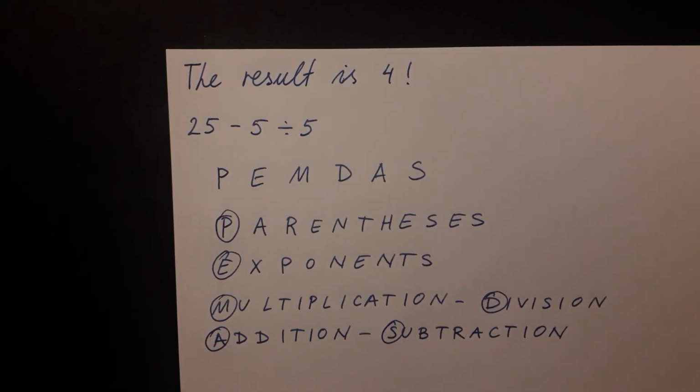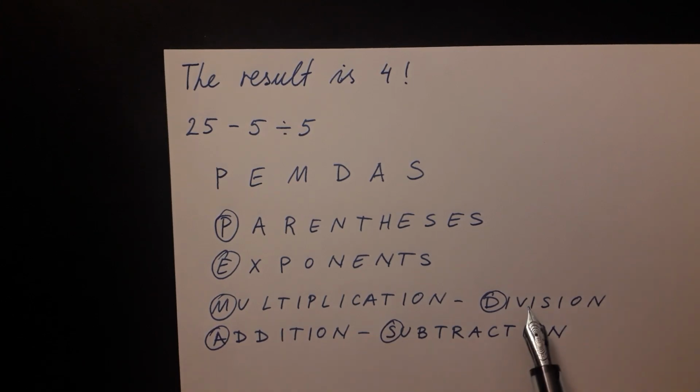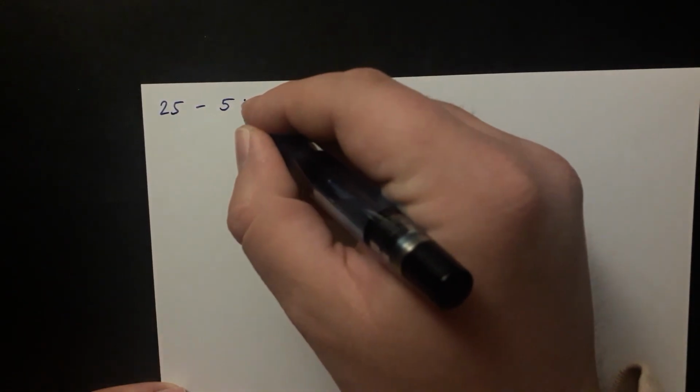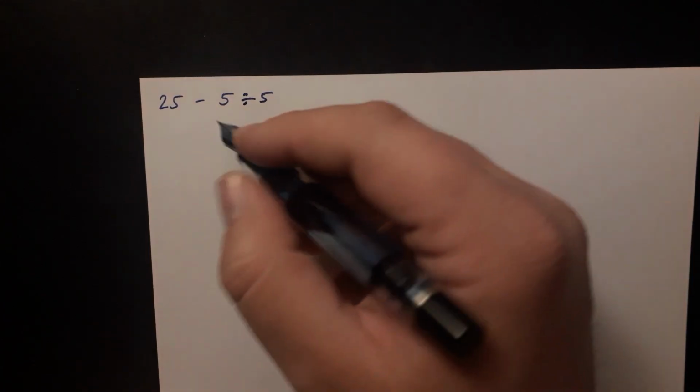An important note here is that when we come across operations which have the same priority, like multiplication and division, or addition and subtraction, we do them from left to right in the order in which they are written. In this problem, 25 minus 5 divided by 5, we only have subtraction and division. Division has priority over subtraction, so this is the part which we have to do first.